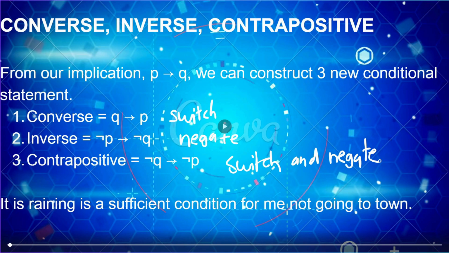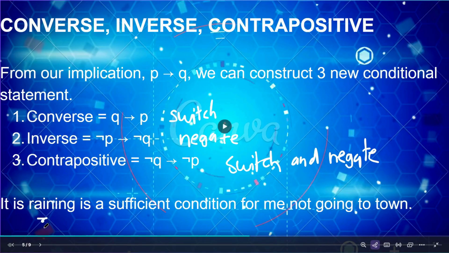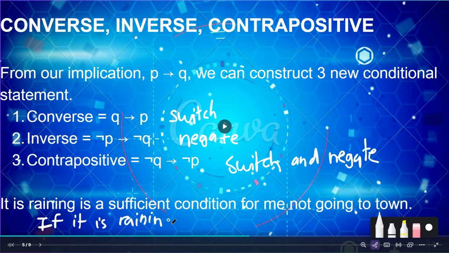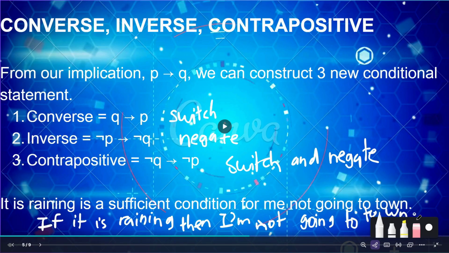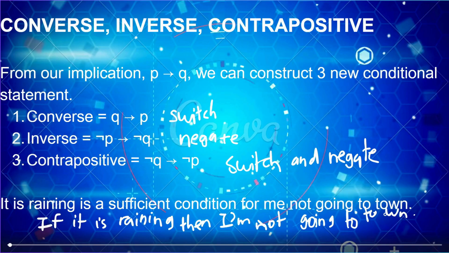These are examples of the converse, inverse and contrapositive. It is raining is a sufficient condition for me not going to town. That means if it is raining, then I am not going to town. So that's the answer. If it is raining, then I am not going to town. So that's the meaning.